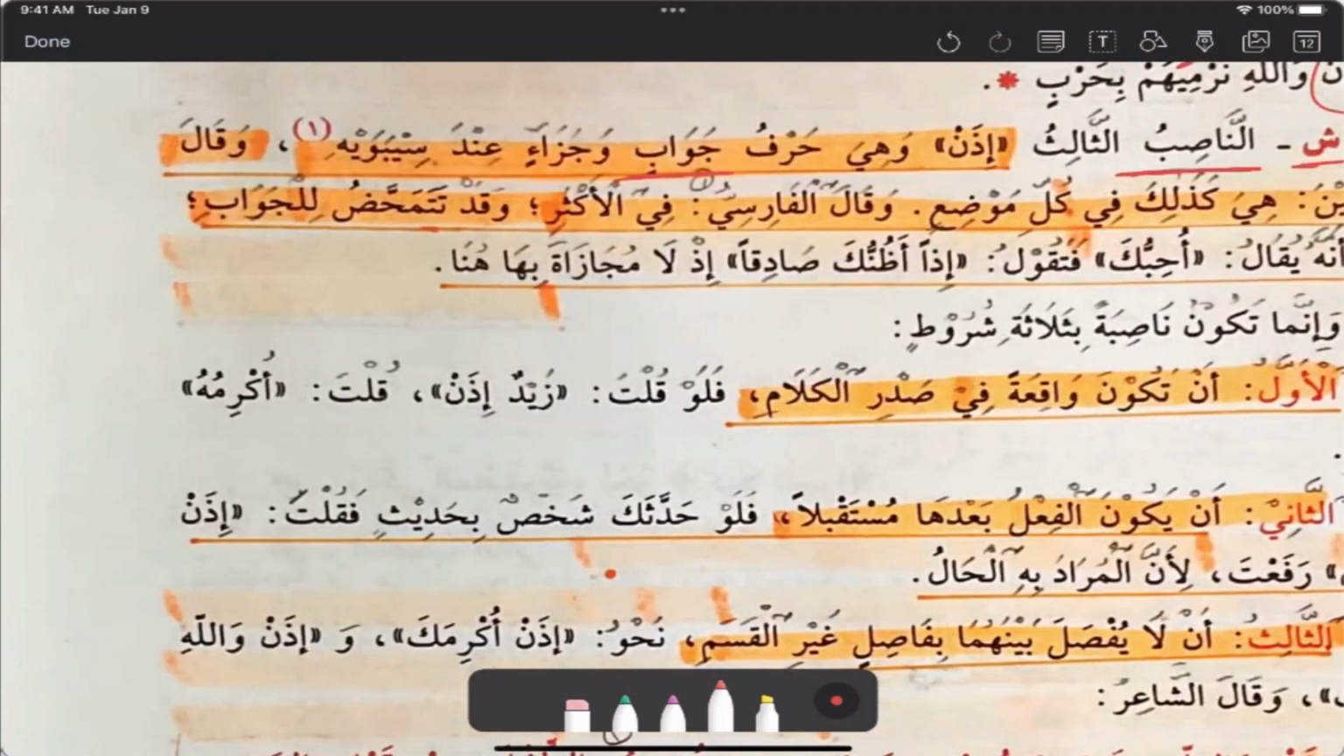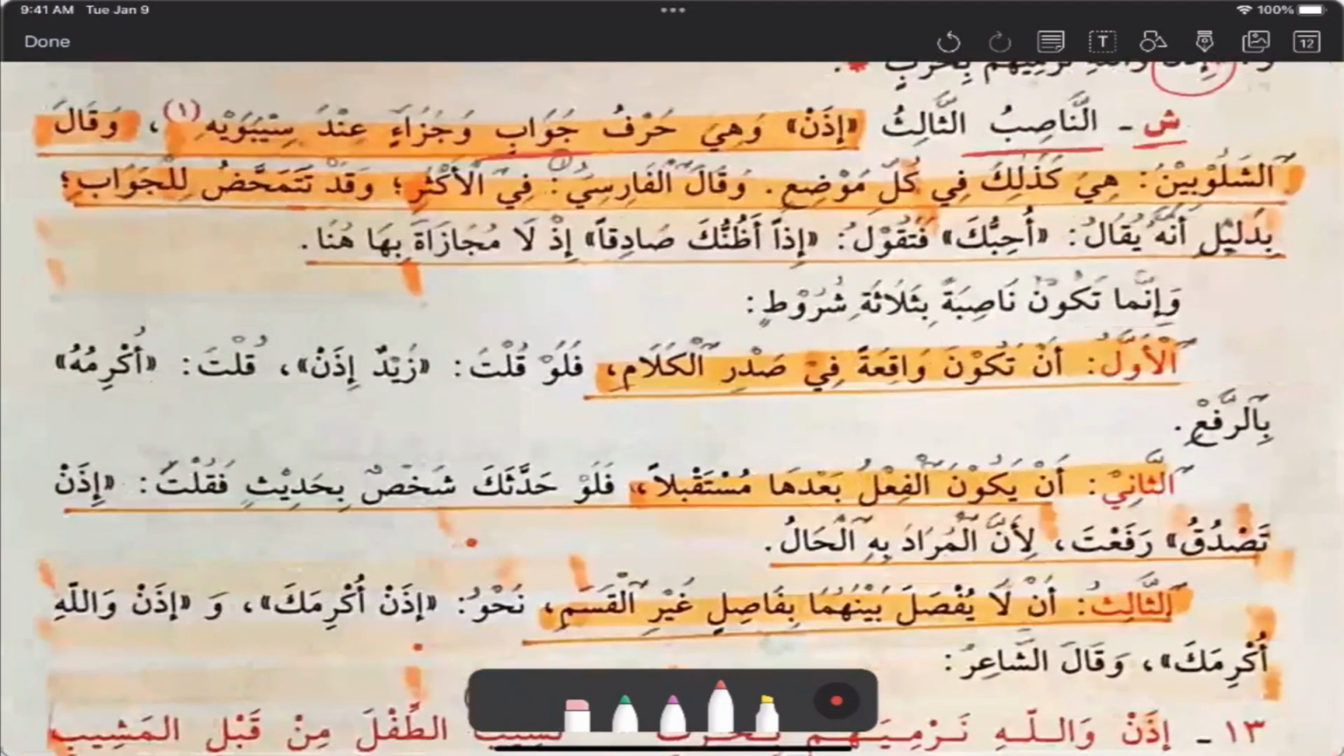وقد تتمحض للجواب. And even could be made purely for response only, not for reciprocation. بدليل أنه يقال أحبك. As proven by the fact that it could be said, أحبك, I love you. فتقول, and then you say in response, إذن أظنك صادقا. Then I think you're telling the truth.